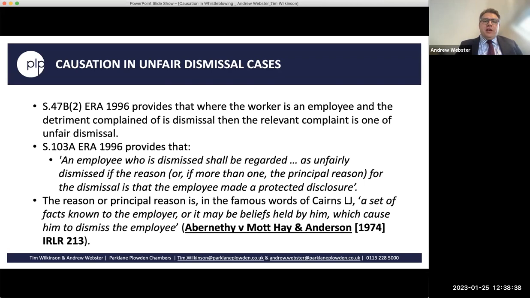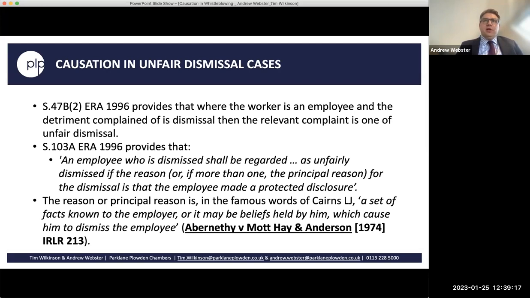But before I get to the causation test itself, I just want to touch briefly on section 47B(2). And as we can see, what that provides is that in the case of an employee seeking to bring a claim against their employer in relation to dismissal, the relevant claim is a section 103A claim, i.e. it's a dismissal claim, it's not a detriment claim in those circumstances. But I will come back to that issue later on because there is a slight nuance to that point in a certain circumstance.